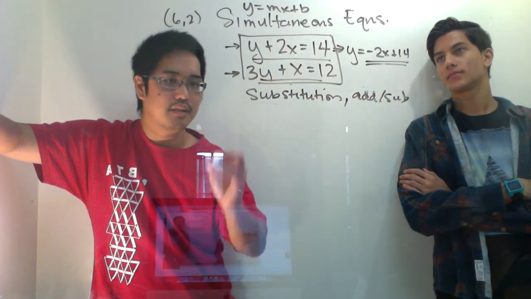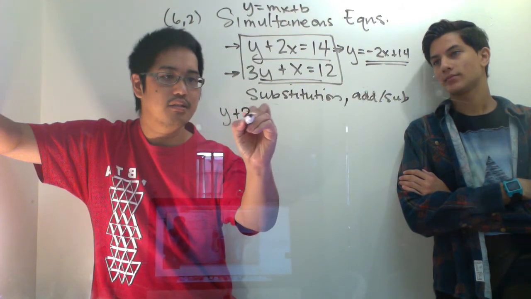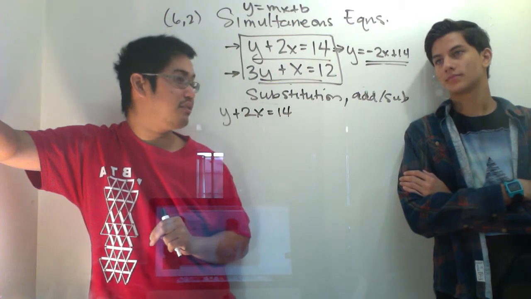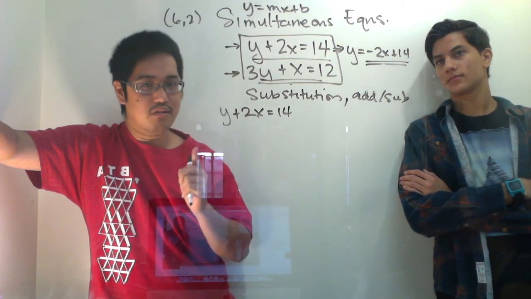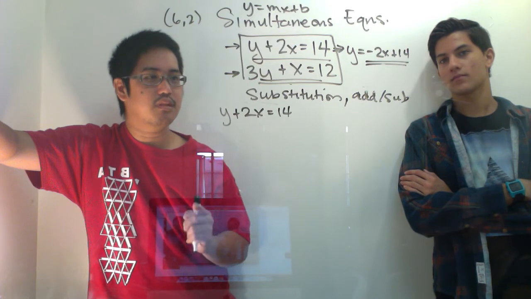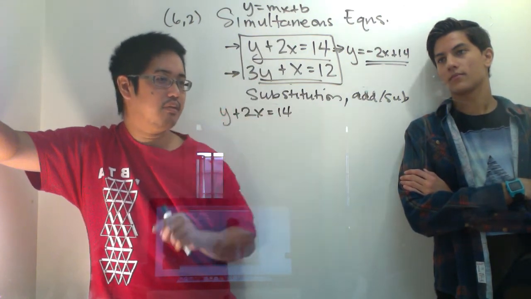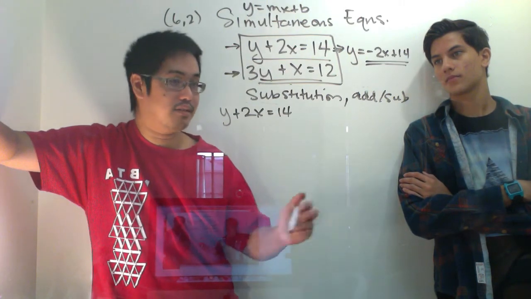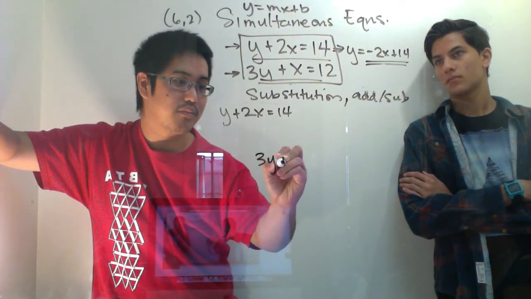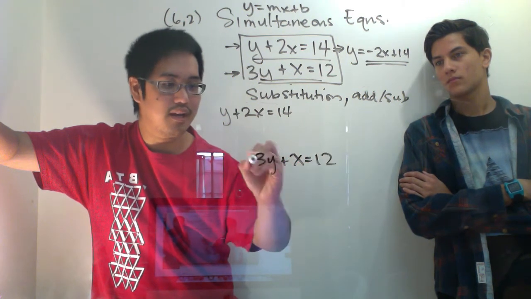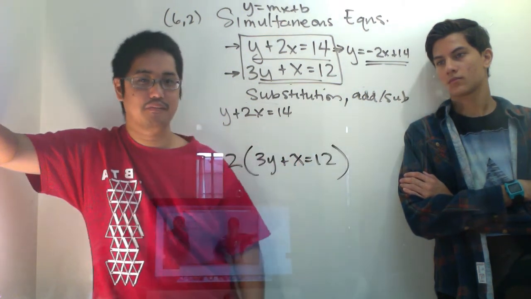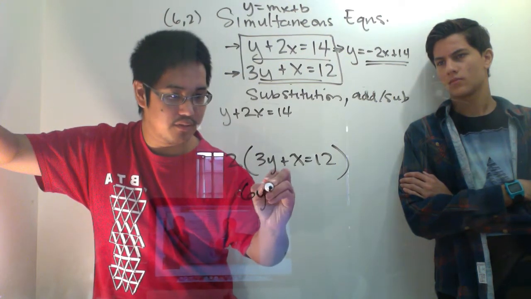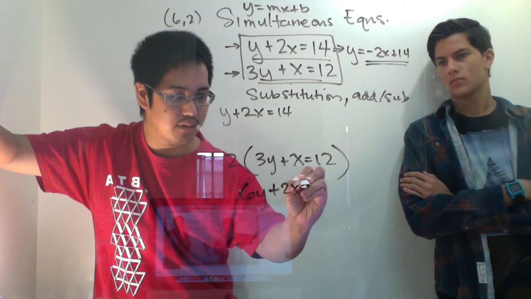Let me do this. I have y plus 2x equals 14. I didn't change anything. I just copied the top equation now. But what I'm going to do here is multiply the bottom equation by the number 2. First of all, let's make sure that I'm allowed to do that. 3y plus x equals 12. Am I allowed to multiply the entire thing by 2? Yeah. That would make it 6y plus 2x equals 24.